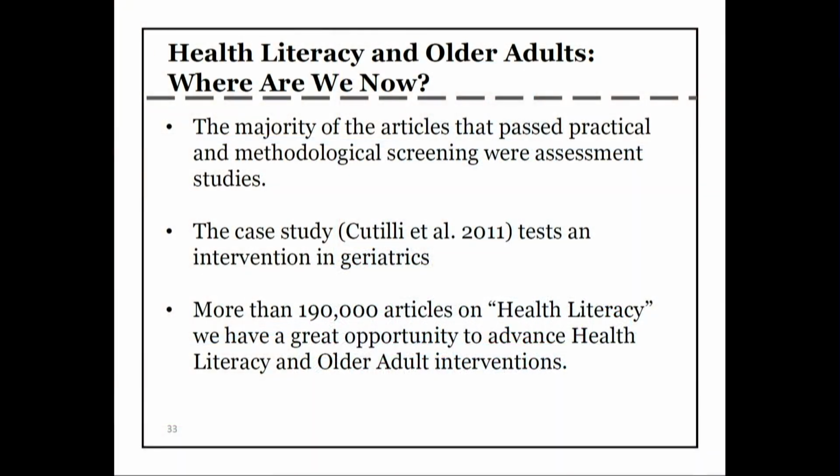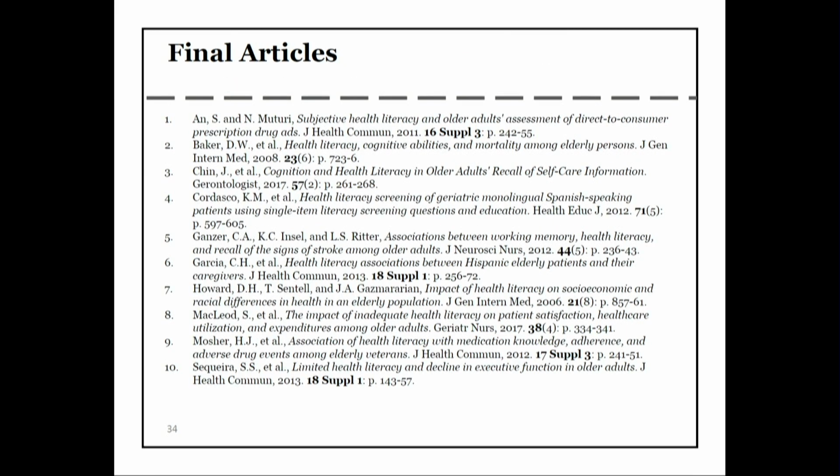So here's where we are now. The majority of articles that passed the practical and methodological screen were assessment studies. We're not quite to interventions. The case study did test an intervention with geriatrics, but it was really a case study, so we separated it out. And right now, according to our screen, over 190,000 articles have been produced on health literacy. So if you look at health literacy in older adults in comparison to health literacy in general, there's a lot of work to be done. Here are the 10 articles that we ended up with if you want to review them, that met the qualifications for health literacy in older adults publications.